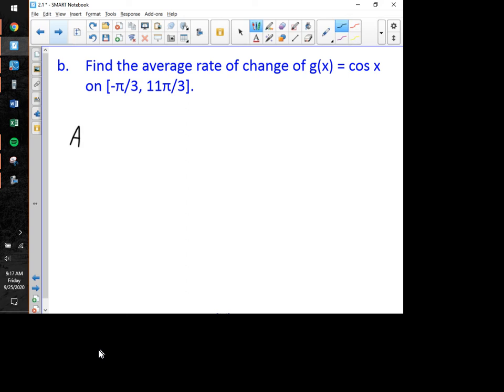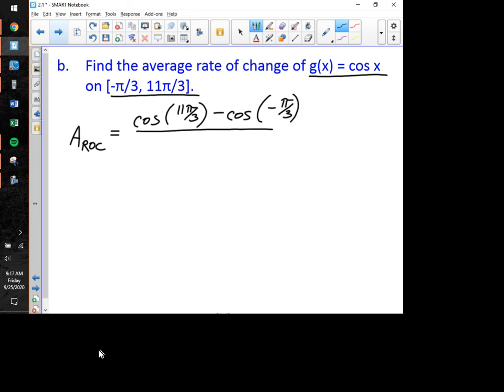So again, we are finding an average rate of change of a function, now g of x being a trigonometric function, on an interval here from pi over 3 to 11 pi over 3. Okay, so change in y, or change in g, everybody, is going to be the cosine of 11 pi over 3 minus the cosine at your a value, which is negative pi over 3, all over the change in your x values now. So 11 pi over 3 minus a negative pi over 3. And let's see what happens with this one.